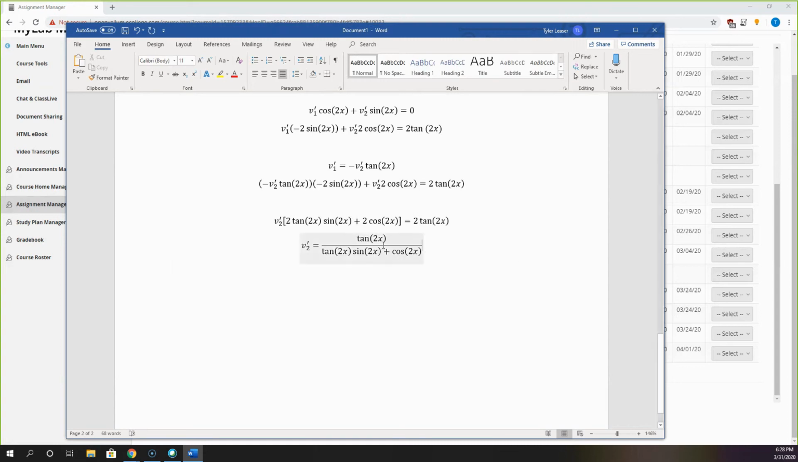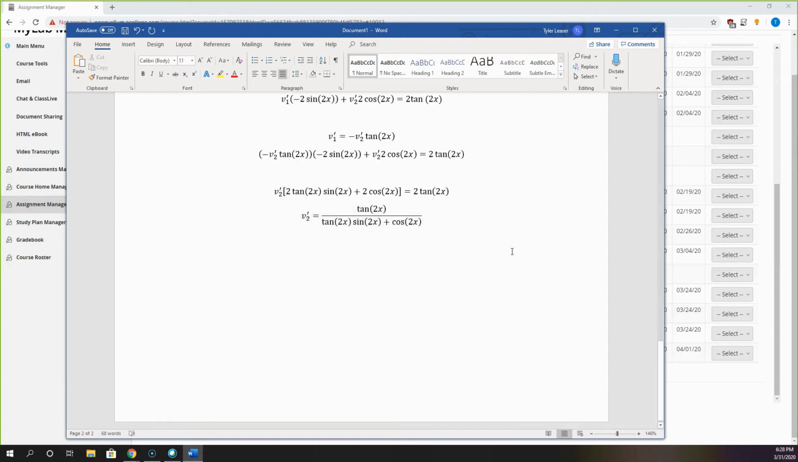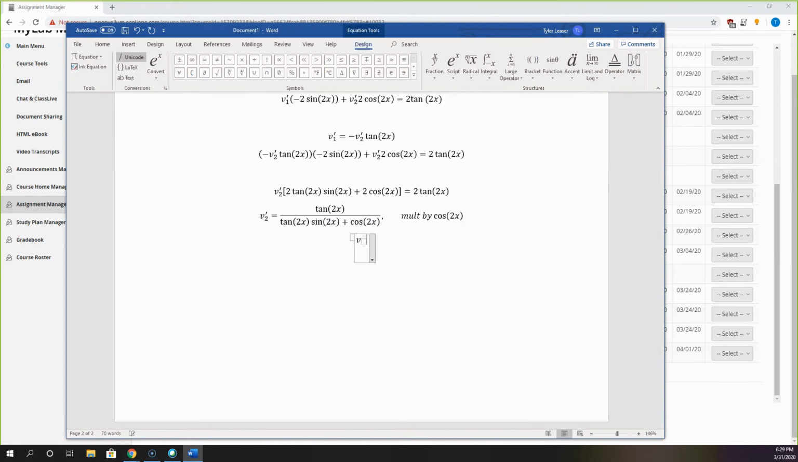Now we want to clean this up a lot. To clean this up, we're using some of the trig identities. I think the right thing to do would just be to change the tangent into sine over cosine. Then we're going to have fractions with cosines in the denominator, so I'm going to multiply everything by cosine 2x on top and bottom. Right, so we still have the v2 prime.